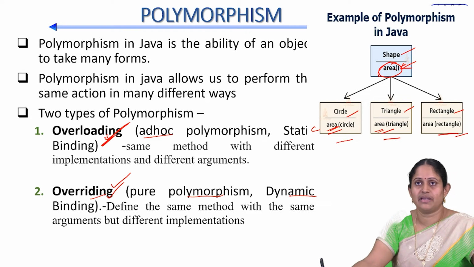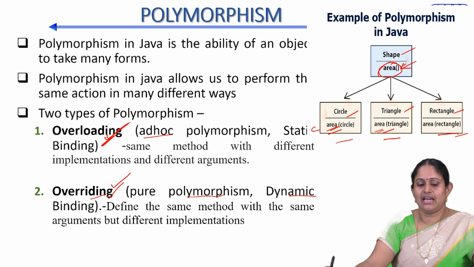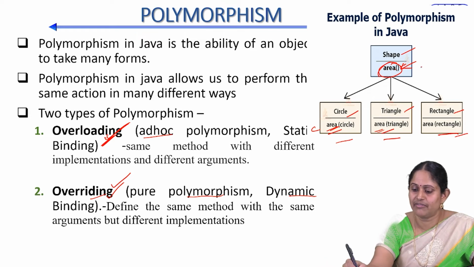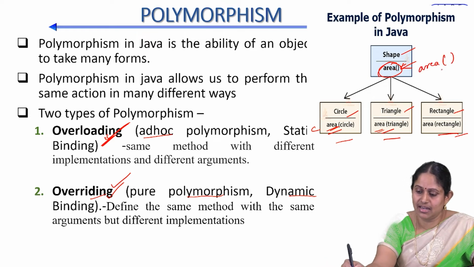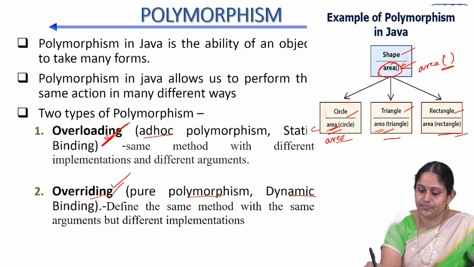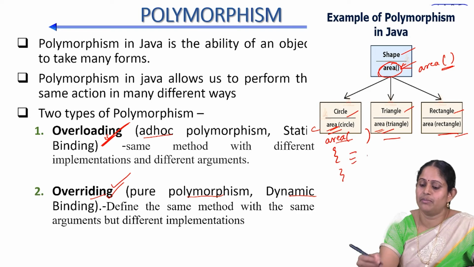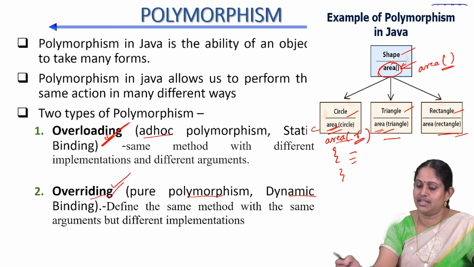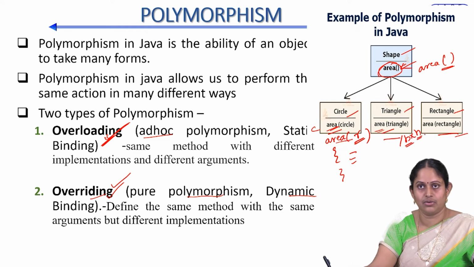Overloading is the process by which the same method will have a different implementation and different arguments. Say here we have the method area. The method name will be the same, but the implementation, the lines of code, will be different inside circle, and also the parameters passed will be different. To find the area of a circle we need only the radius, so only one parameter is needed. But for the triangle we need base and height, so you need two parameters.